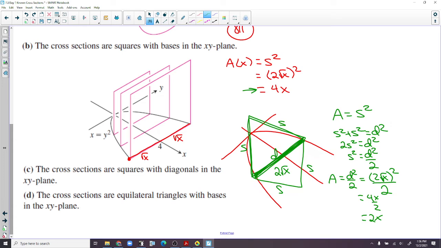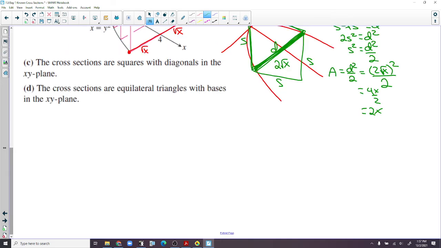How about D? We've already kind of done it. There's a hint. The cross sections are equilateral triangles with bases in the XY plane. Can you set that one up? Well, not exactly. It's a different function though, right? Make you think about it a little bit.